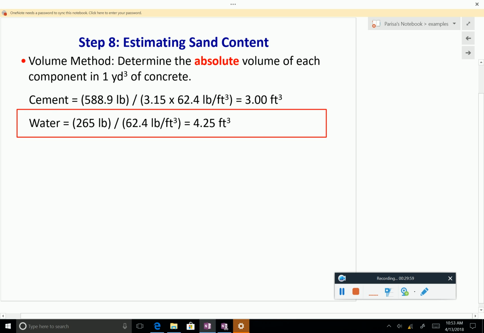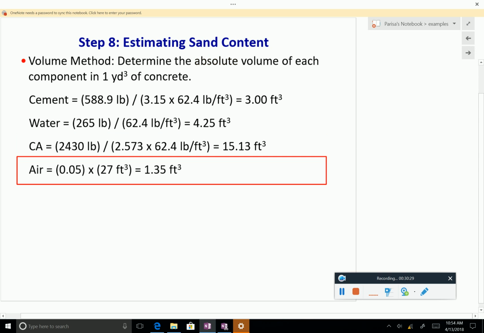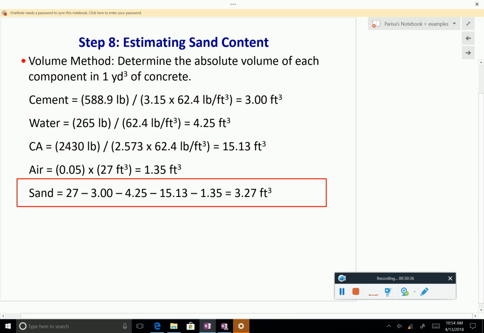Water, we know the weight. We just divide by specific gravity or density. Coarse aggregate. And here, because the specific gravity is oven dry, you need to use the oven dry weight. Just be careful. Last time it was SSD in the other example, right? It's simple, just you need to be careful. Air, it's not negligible. The weight is, the volume isn't. And this will be sand.